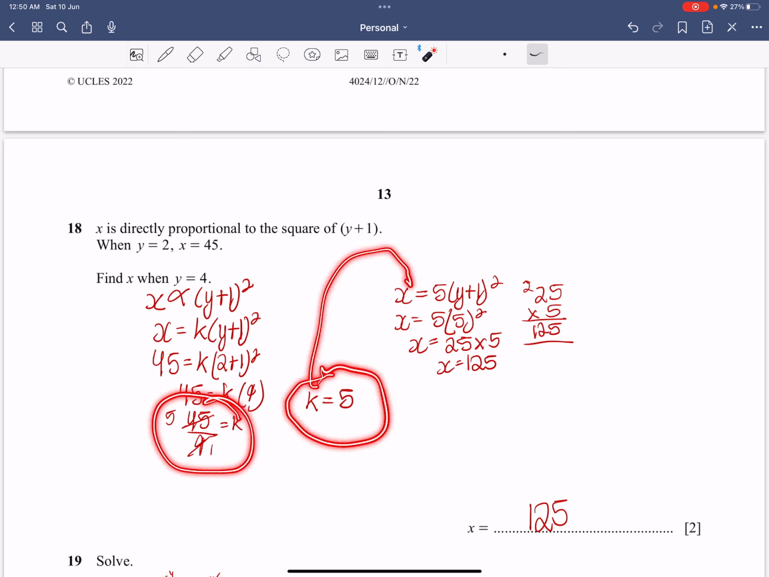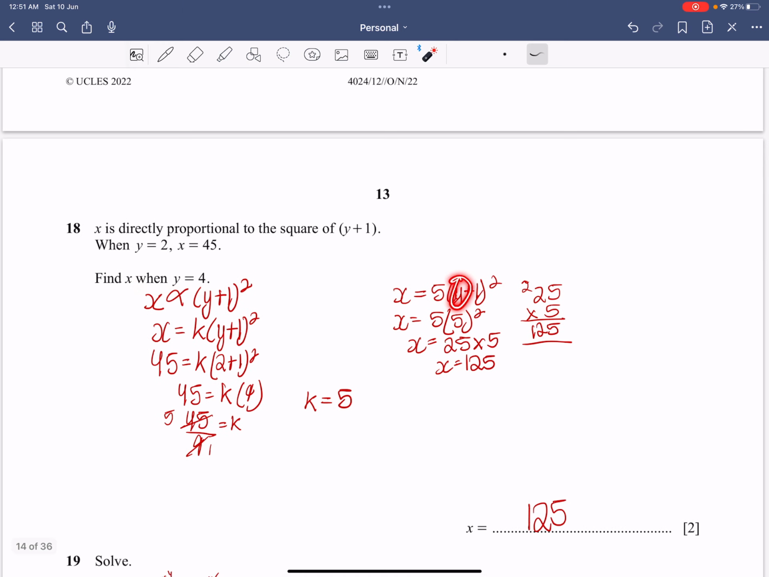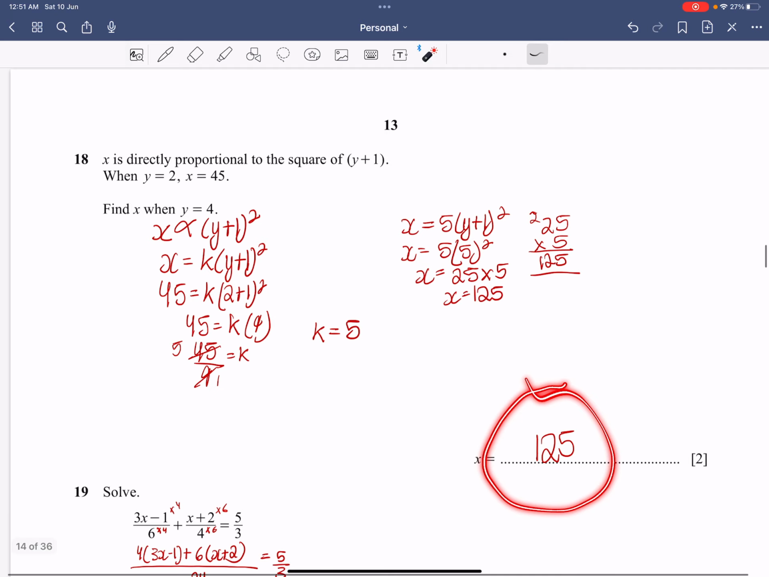Now I wrote the equation x equals 5 times (y plus 1) the whole thing squared. So now find the value of x when y is 4. I substituted y as 4, 4 plus 1 is 5, 5 squared is 25, 25 times 5 is 125. So the value of x will be 125.